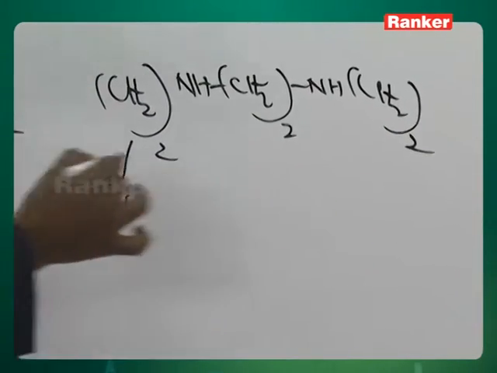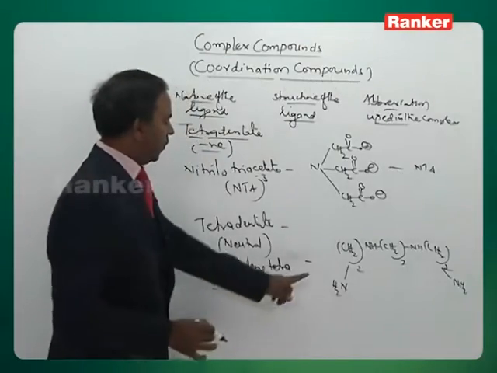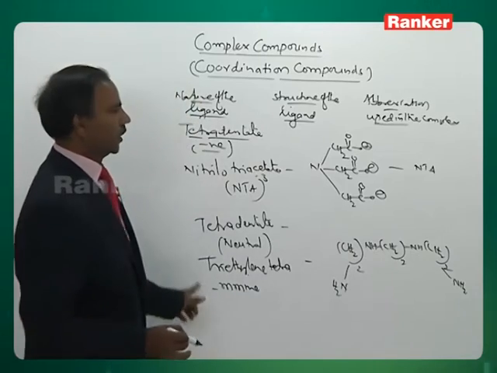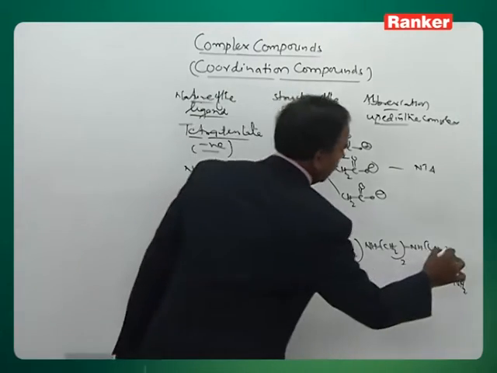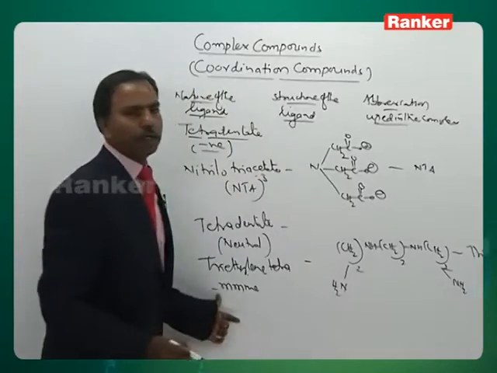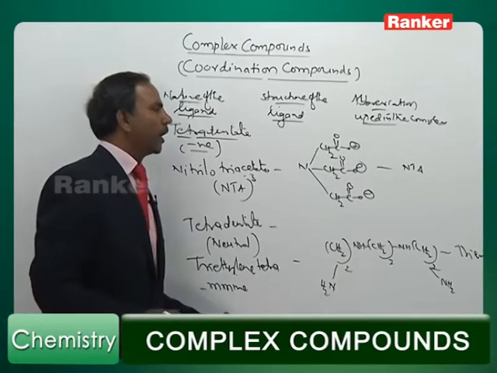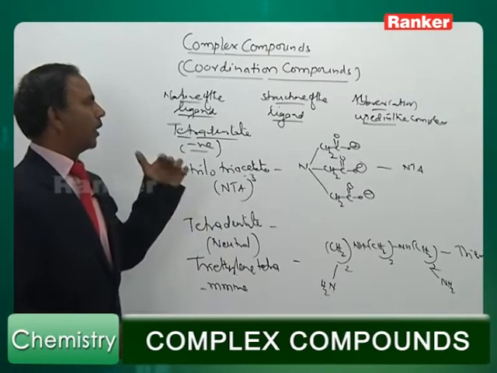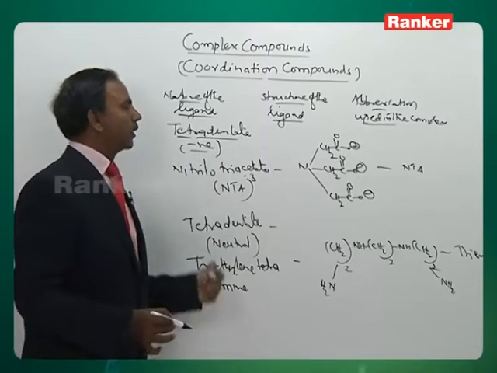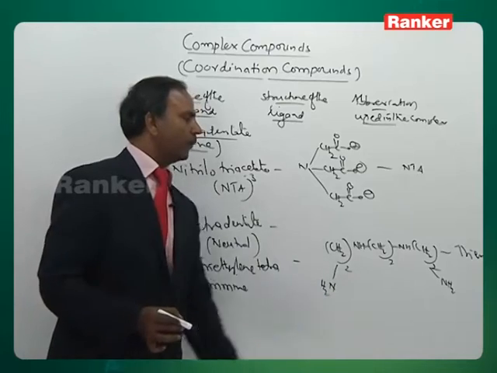4 amine groups are there, therefore it is triethylene tetramine. First donor, second donor, third donor, fourth donor, therefore it is tetradentate neutral. It is represented in the complex as trien, triethylene tetramine. So tetradentate negative and neutral: these two are important under tetradentate ligands. One is NTA, the other one is trien.